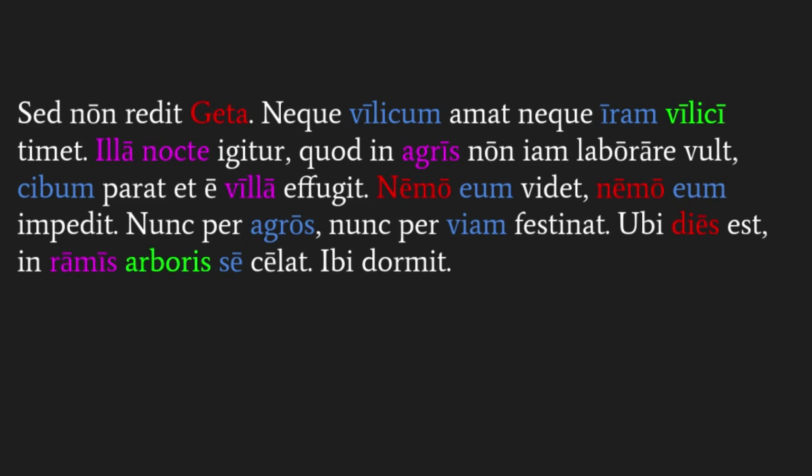Ubi dies est, in ramis arboris se celat, ibi dormit. So when it's day, ubi dies est, right, when it is day, he hides himself, se celat. Celat has to do with hiding, se means himself. So he hides himself in ramis, in the branches. And again, notice it's ablative because he's in or on the branches. And then we have arboris, genitive, of the tree. It's saying the branches belong to the tree. So when it's daytime, he hides himself in the branches of the tree. Ibi dormit, there he sleeps, right? So it's describing how he escaped and the path he takes to run away. He's not going to be out in the daytime because he'd be seen. So instead, he's sleeping during the day and he's running at night.